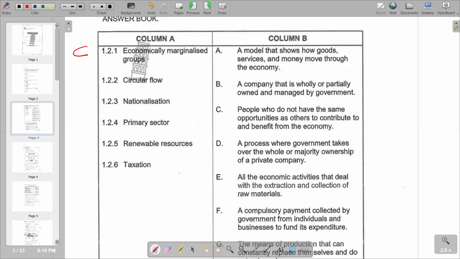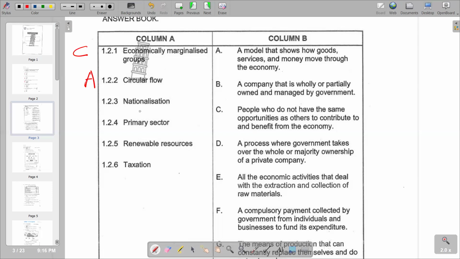For example, flow of wages and salaries when labor is a service is provided. So basically, that's what we have under the circular flow. So we try to look again at which explanation matches that, and we see that A is saying a model that shows how goods, services, and money can move through the economy. So we have A as the correct response.